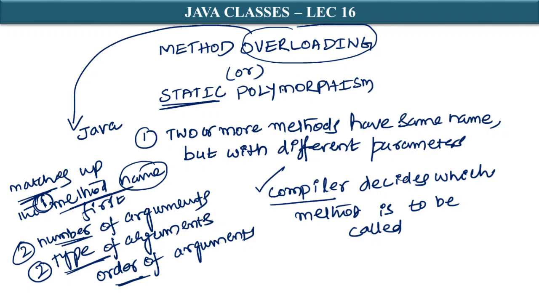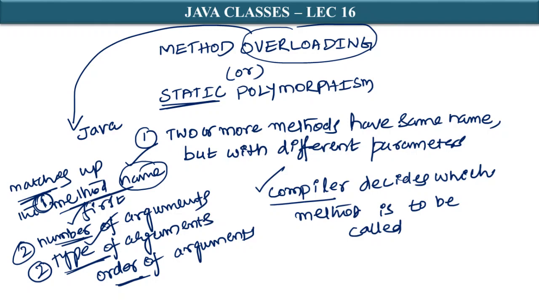This is why people are calling it polymorphism. I will explain after a few lectures. For the time being, just understand, a method will be called by the compiler at compile time, depending on its name, its number of arguments, its type of arguments, and the order of arguments. Who will call? As I told you, it will be called by the compiler.